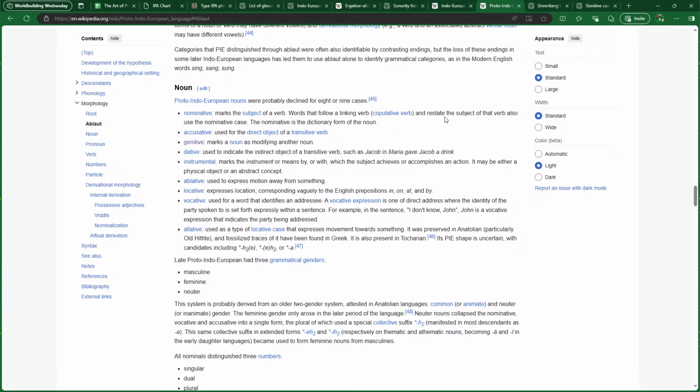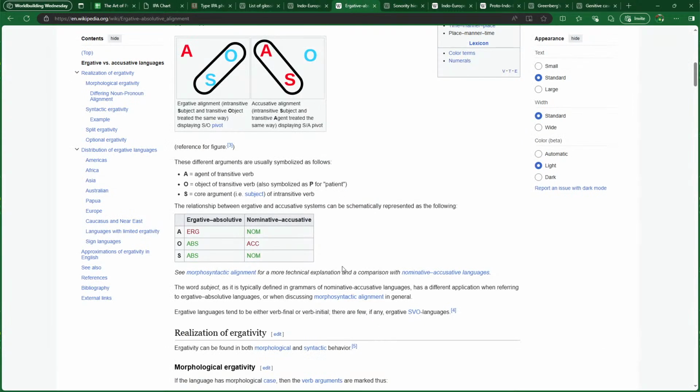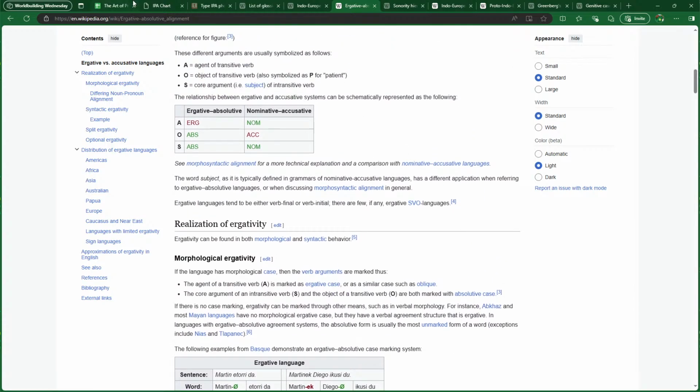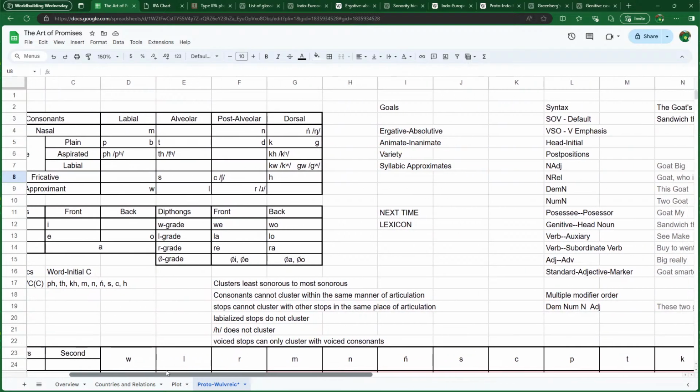Follow a linking verb and restate the subject of that verb. Also use the nominative case. The nominative is the dictionary form of the noun. So that's sort of the plain regular version. And for this, would the ergative case be the plain normal or would the absolutive? I think it would be the absolutive. That would be the plain version.